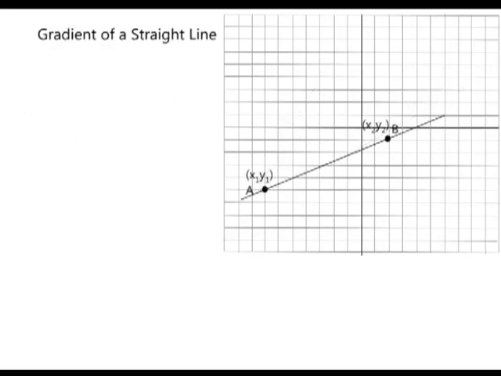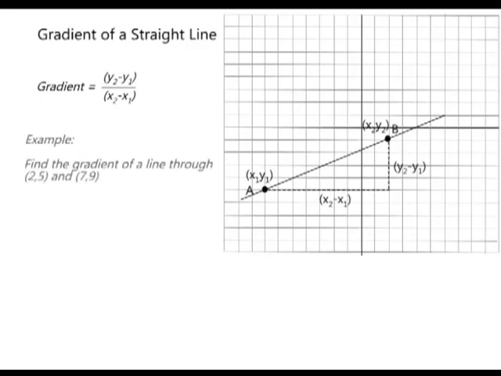Again, consider a line passing through the points A (x1, y1) and B (x2, y2). From point A to point B, the change in the x-coordinate or the horizontal change is x2 minus x1, and the change in the y-coordinate or the vertical rise is y2 minus y1. By definition, gradient is equal to (y2 minus y1) over (x2 minus x1).